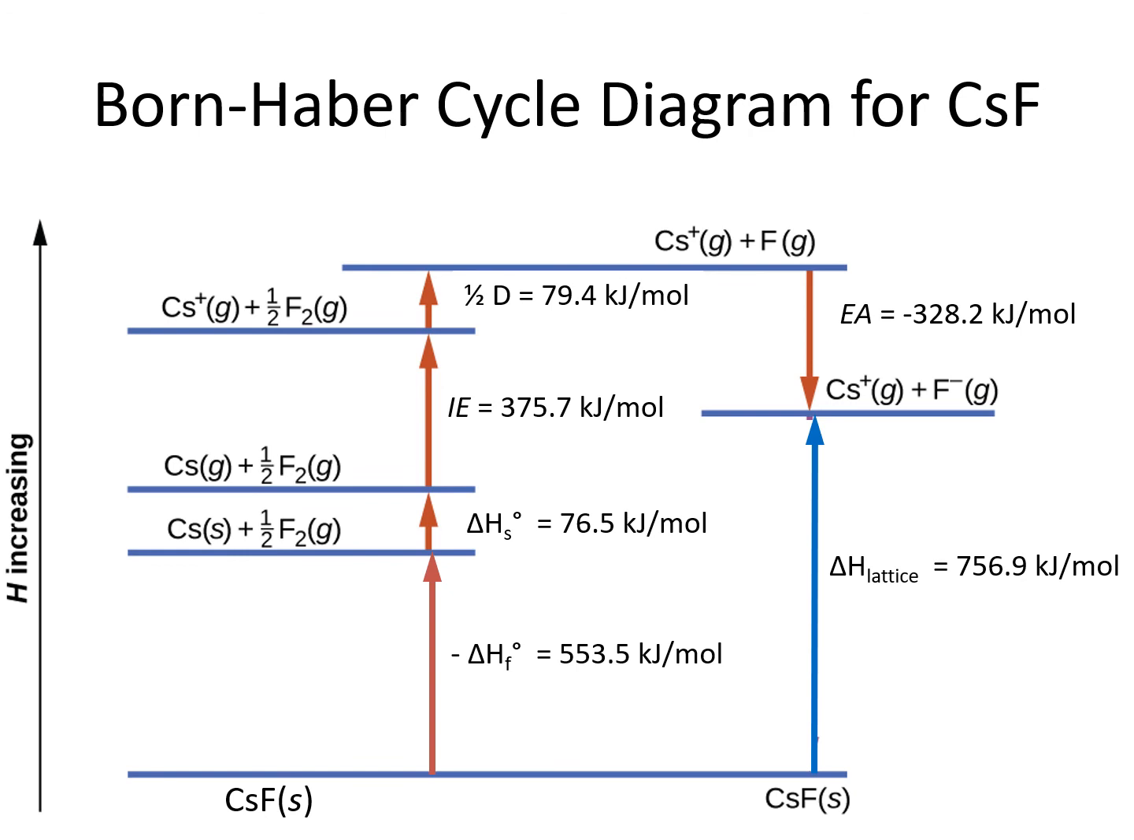When we add those up, we get the overall delta H for the lattice, because at that point we've reached the point where we have cesium ions and fluoride ions in the gas phase. So the overall change in that energy is going to be 756.9 kilojoules per mole, and that's our lattice energy for the cesium fluoride.